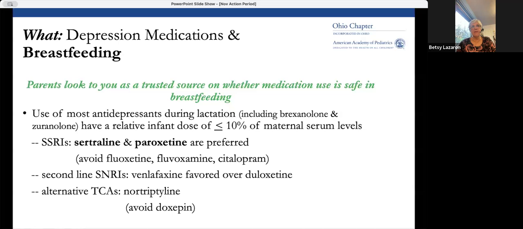Nortriptyline has good evidence and is safe with breastfeeding. Those of you who are as old as me and remember when nortriptyline was one of those first medicines you'd start for childhood ADHD know that it has a good safety profile in children. I would just recommend avoiding doxepin because there's too much sedation with that.